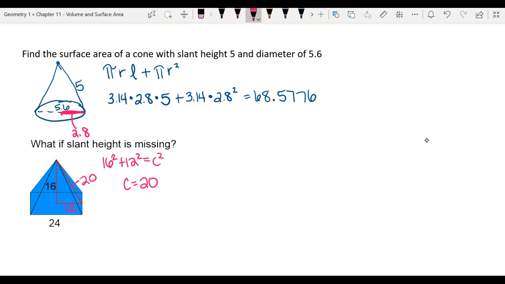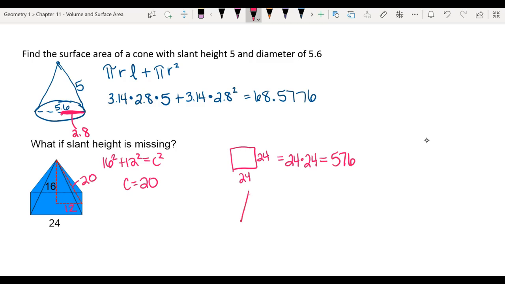So c is 20, so your slant height is 20. And then now you would do what we did in our first example, and you'd find the area of this. So you would start with your bottom. Your bottom is a square where each side is 24. I think they tell you it's a square pyramid. But yeah, if it doesn't, just assume it is. So it's 24 times 24, which is 576.